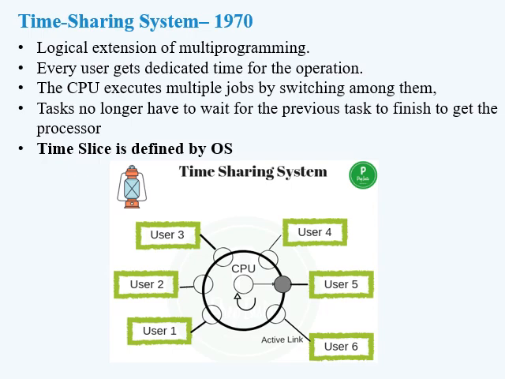Here, tasks no longer have to wait for previous tasks to finish to get the processor. Once the time slice is expired, automatically the CPU will be allotted to the next process which is waiting in the queue. So this is mainly to avoid starvation which was experienced in multi-programming operating systems.